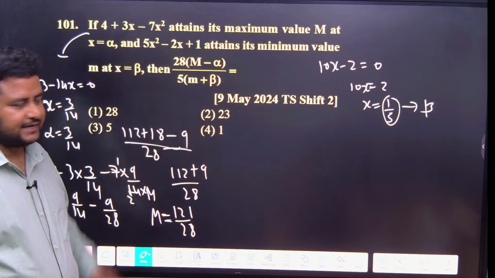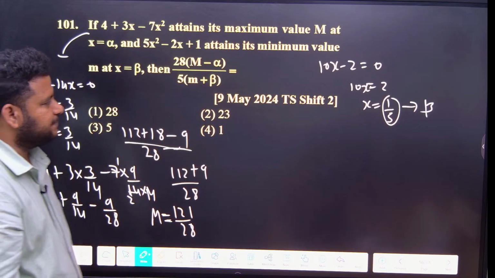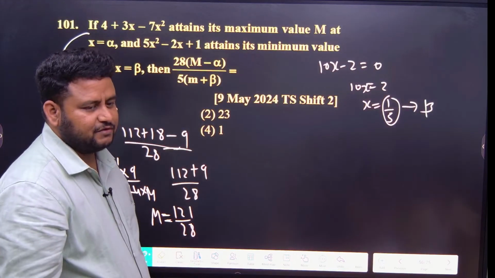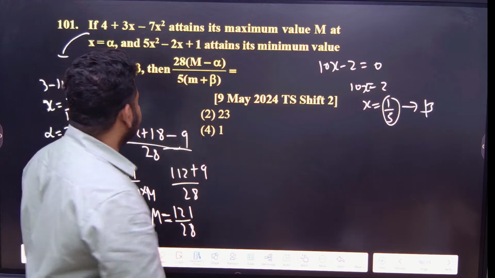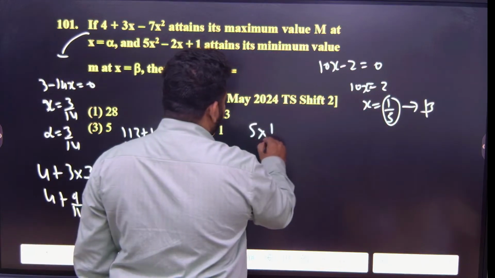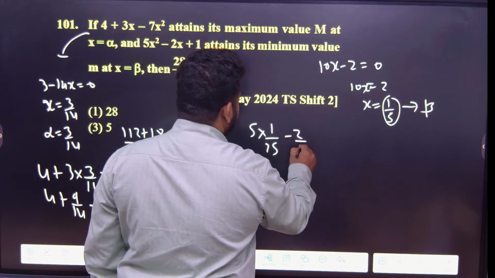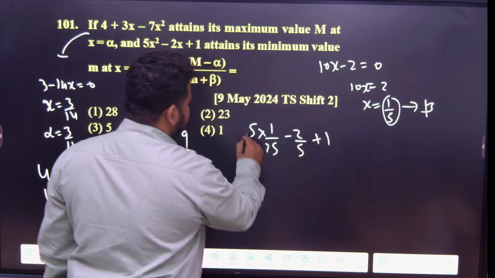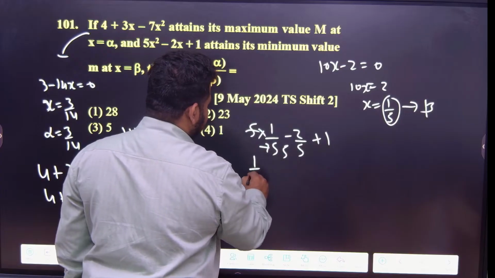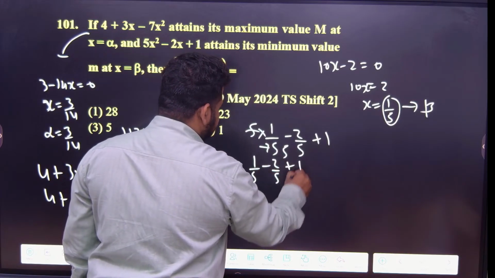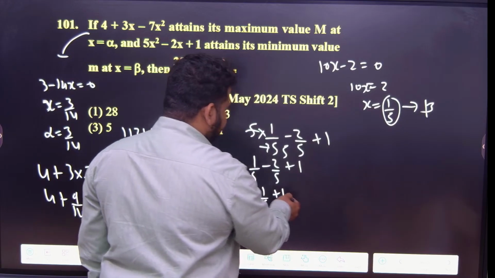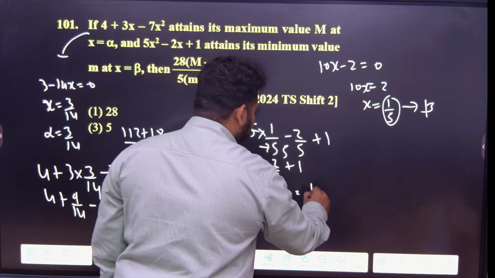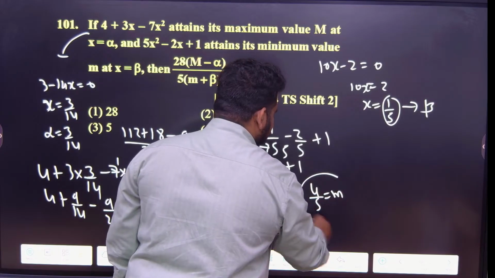So we are getting what? Beta. We got beta. Okay. Once we get beta, what we have to do? We have to find minimum value. So to find minimum value, put the beta value here. 5 into 1 by 5 square. So 5 into 1 by 25 minus 2 by 5 plus 1. Okay, 5 1s are 5, 5 1s are 5. So 1 by 5 minus 2 by 5 plus 1. So this will become what? Minus 1 by 5 plus 1. So that will become what? 5 minus 1 is 4. That will become 4 by 5. This is small m.